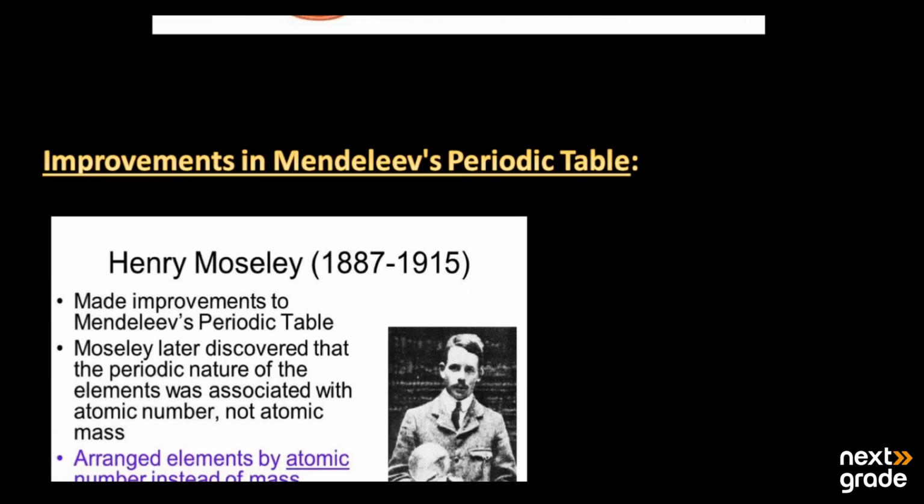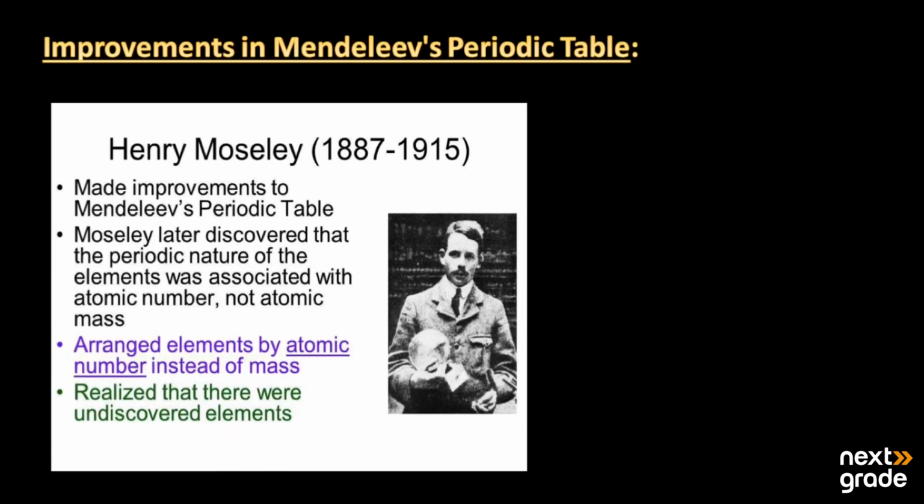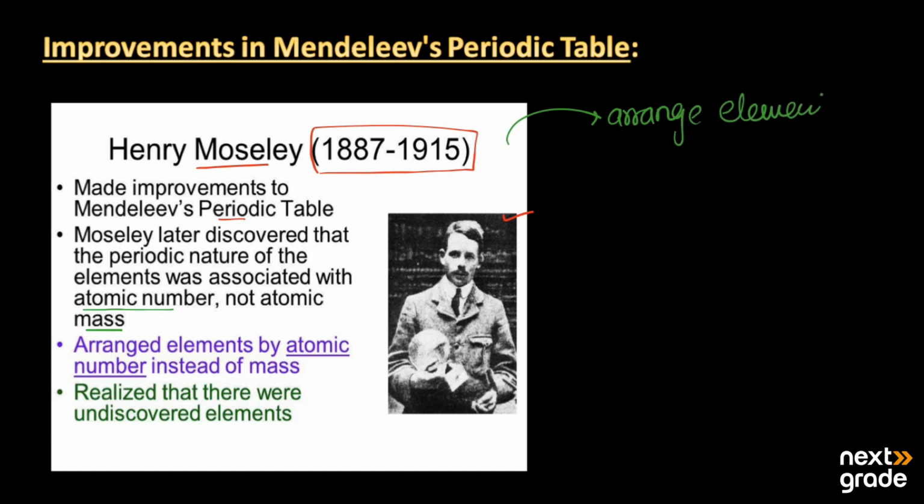After that, we have the improvements in the modern periodic table, or Mendeleev's periodic table. It was done by Henry Moseley, whose era was 1887 to 1915. He made improvements to Mendeleev's periodic table. Moseley later discovered that the periodic nature of the elements was associated with their atomic number, not with the atomic mass. So he arranged elements according to their atomic number, not according to their atomic mass.